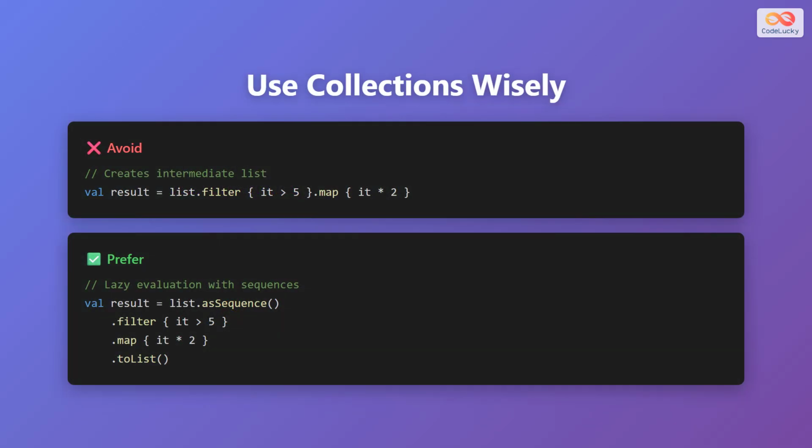Let's start with collection operations. When you chain multiple operations like filter and map on a list, Kotlin creates intermediate collections for each step. This creates unnecessary objects and slows down your code. Instead, use sequences by calling asSequence before your operations. Sequences use lazy evaluation, meaning they process elements one by one without creating intermediate collections. This can dramatically improve performance, especially with large datasets. Just remember to call toList at the end if you need the final result as a list.